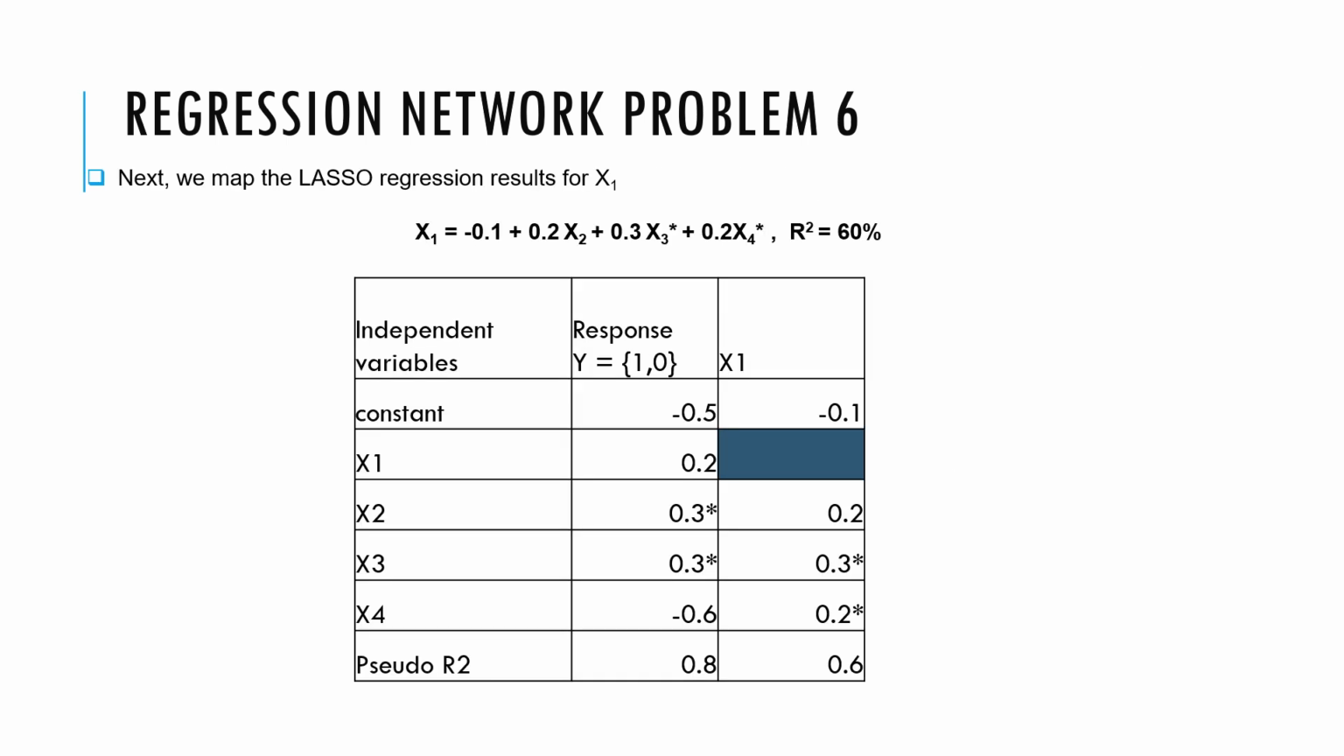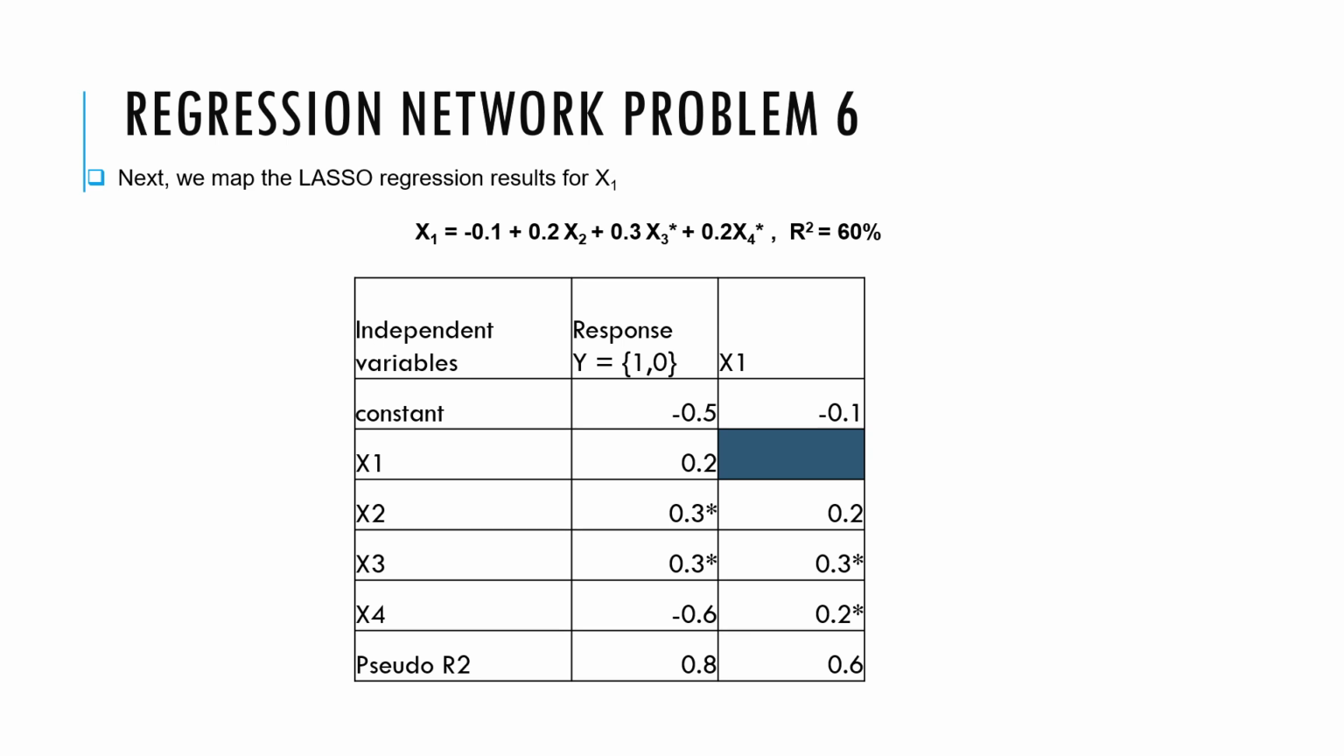Moving on to our next equation, we map the lasso regression results for x1, which is a y-intercept of negative 0.1 plus 0.2, the coefficient for x2, 0.3, the coefficient for x3, which is significant, plus 0.2, the coefficient for x4, also significant, and an R squared of 60%. So because the R squared 60% is greater than the 5%, we will map this out.